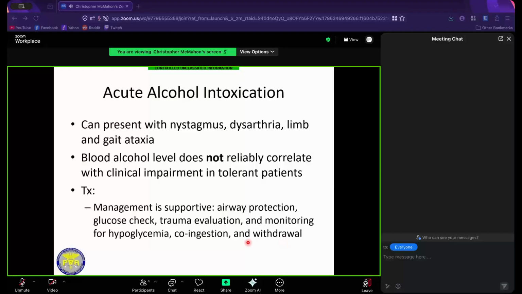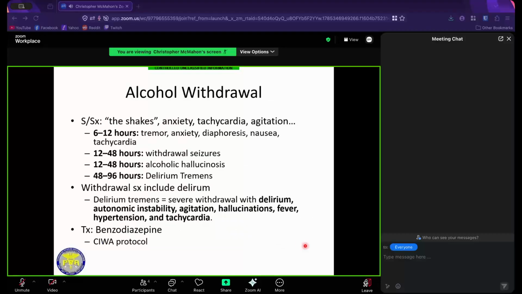And then watching for withdrawal symptoms. The typical onset of withdrawal symptoms, usually about 6 to 12 hours after my last drink, you can start developing tremor, anxiety, diaphoresis, nausea, tachycardia as the usual symptoms.